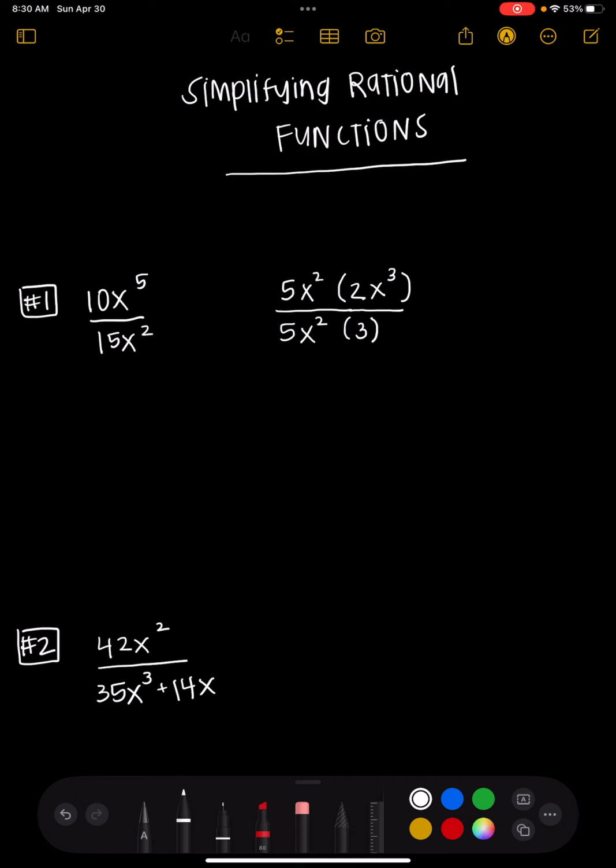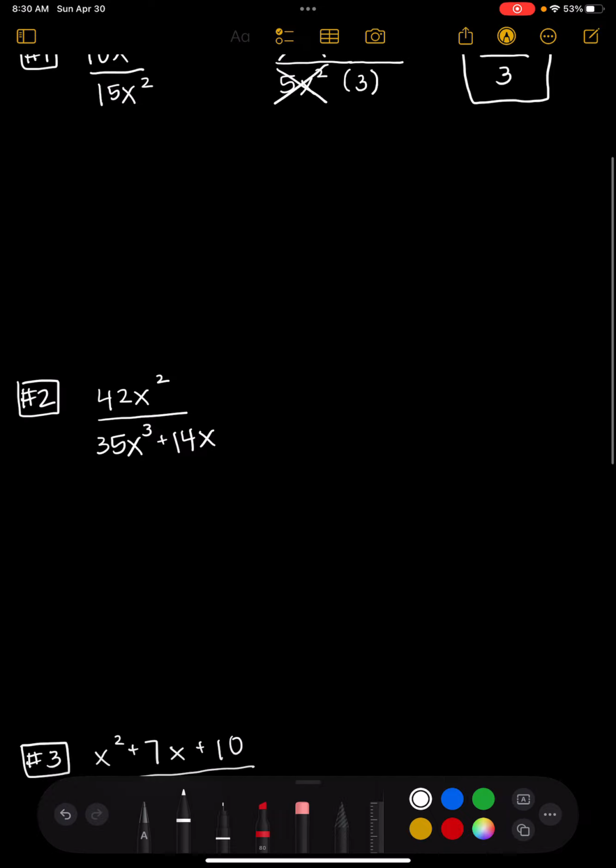All right, so now I've factored the top and the bottom. Now we have this 5x squared on top and a 5x squared on bottom. Because you have the same thing on top and on bottom, you can cancel them out. So the 5x squared on top and bottom gets canceled out, and I'm just left with what was left over, which is 2x cubed over 3. And this is my simplified answer. There we go.